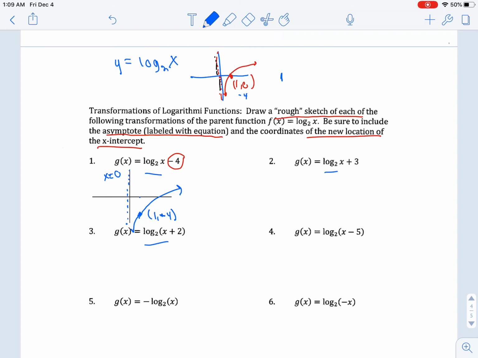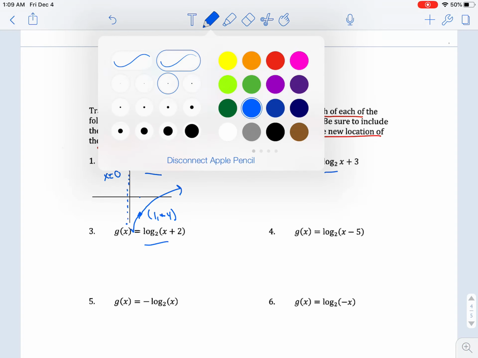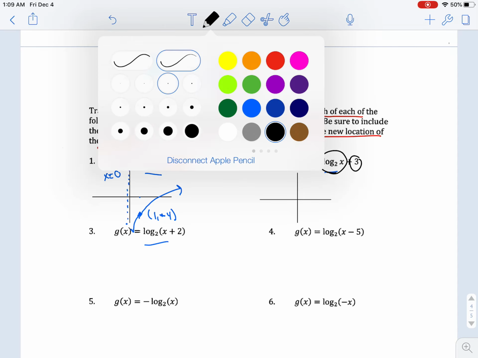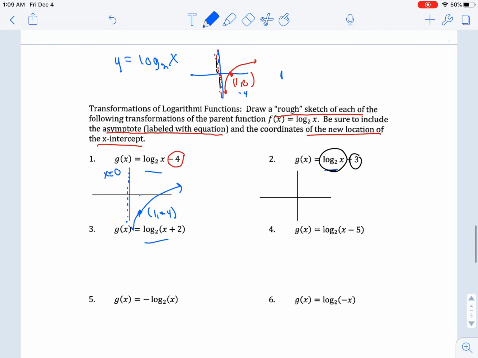All right, the next one, what you might want to do is turn off your camera and try that one on your own, and then turn it back on and see what I've done. So this one is just going to move the graph up 3 units. So here's our parent function, plus 3. Just like before, if I'm moving it vertically, it's not going to change the asymptote. So that's still the asymptote at x equals 0. This point right here, just like everything else, is going to move up 3 units. So I'm adding 3 onto the y coordinates. That's going to give me 1, 3, just estimating where that is. And the graph is going to look like that.